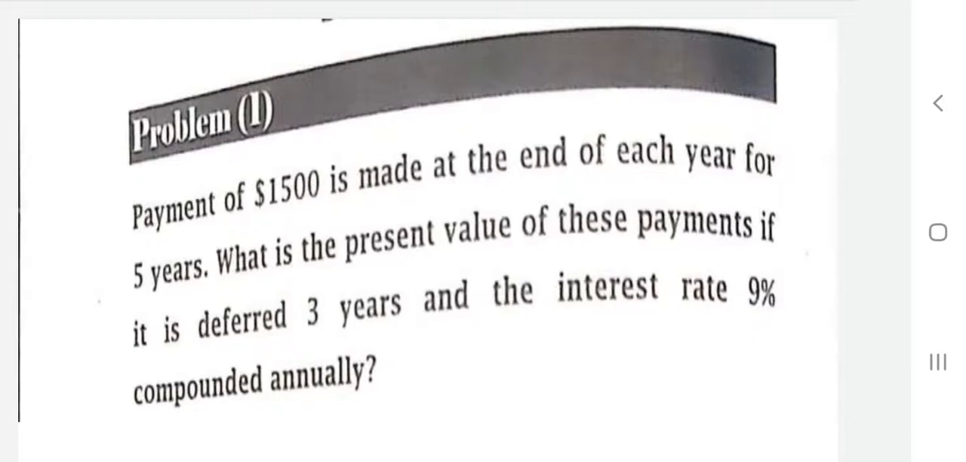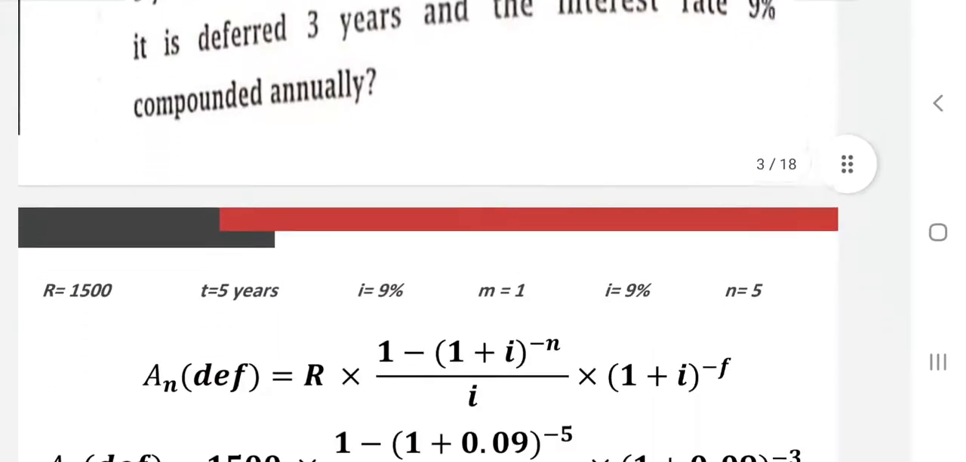He said that the payment will be paid at the end of each year, so it is an ordinary annuity. And then he said that it is deferred 3 years, so it is deferred and ordinary. R will be 1,500. The total time is 5 years. He needs to calculate the present value. J equals 9% and M equals 1, so I equals J over M, 9% over 1, which is equal to 9%.